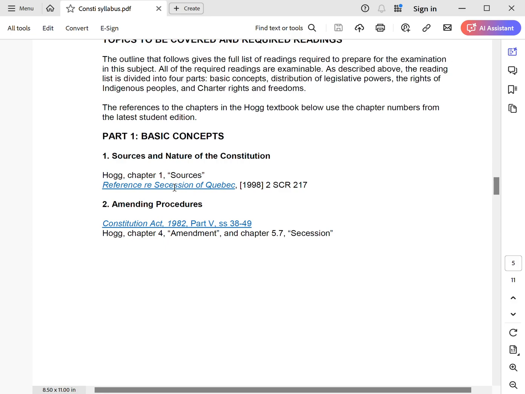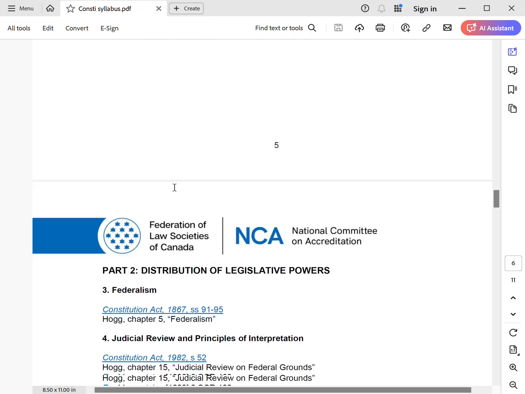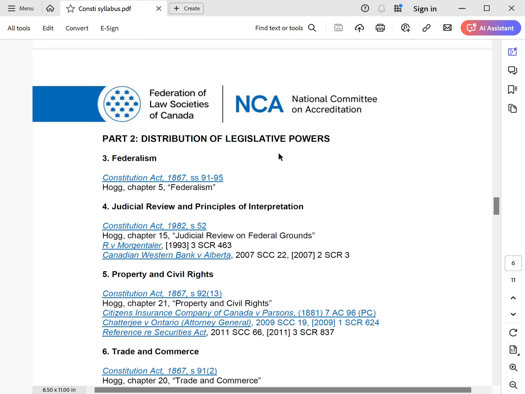As we come on to the next part, you can see amending procedures. In 1982, they added a few amending procedures that are mentioned in Part 5 of the Constitution Act, 1982. Mainly, there are 5 sections in the amending procedures: the first is section 38, then section 41, 43, 44, and 45. So there are 5 sections that are important. After that, we will talk about distribution of legislative power.